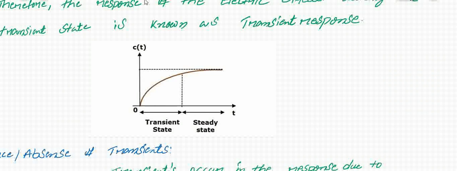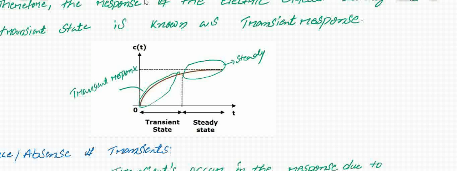So when the transient response becomes 0, the steady state starts. In that steady state, you won't get any transient. So this portion is called steady state response, which is obtained in the steady state, and this response is called transient response.